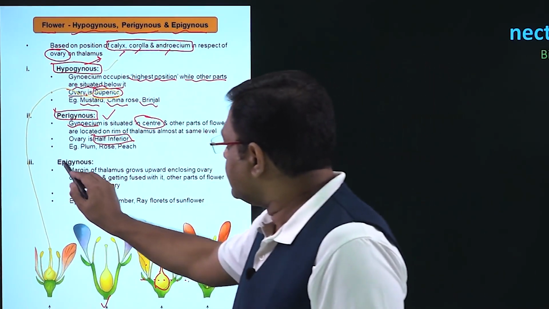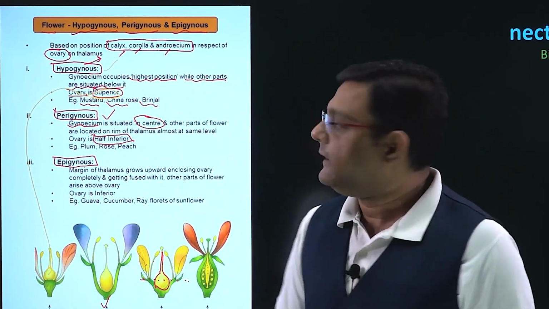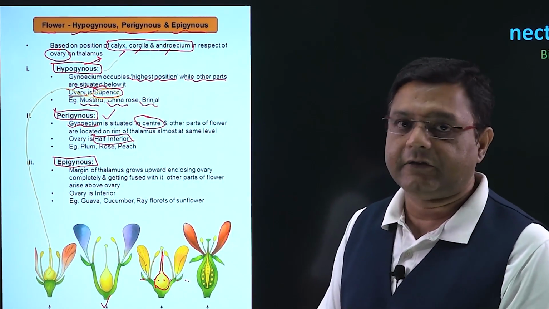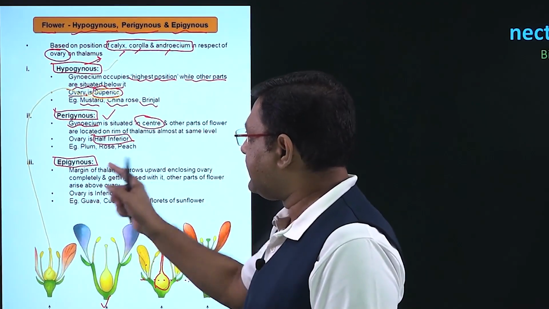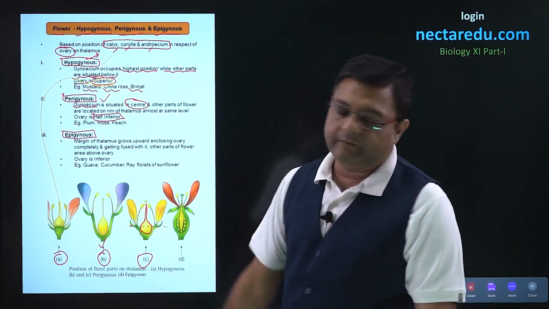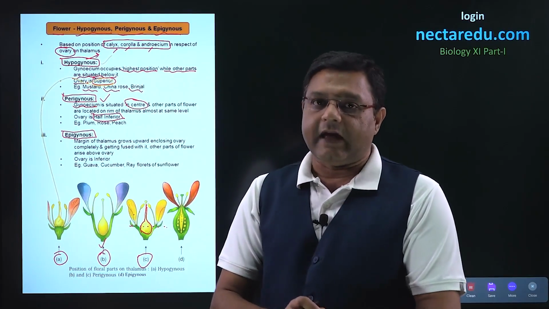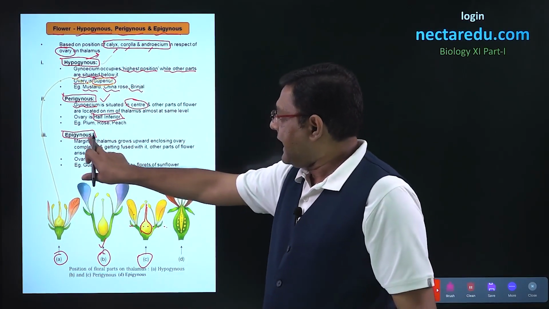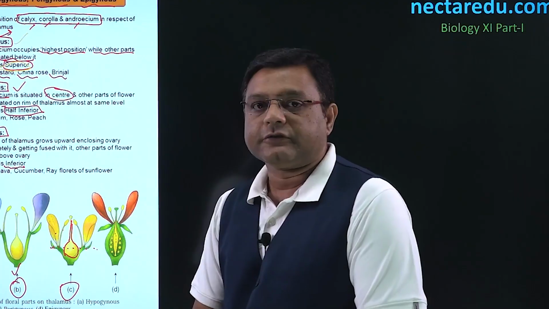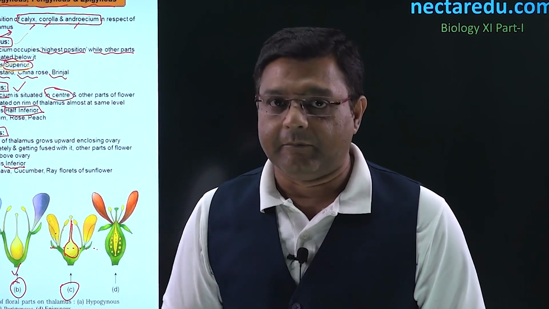After this, moving to the third condition, that is epigynous. As hypogynous meant that all things in this case will be below the gynecium, epigynous is the opposite. The third case which we talk about is the epigynous condition. As the term epigynous refers, in this case the ovary will be inferior. So that means the ovary will be below and all the rest of the structures will be present above it.